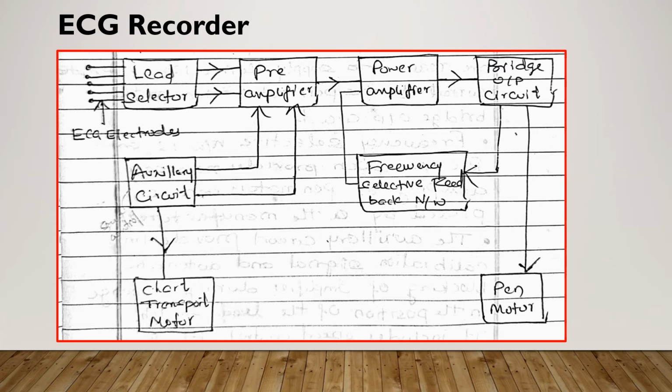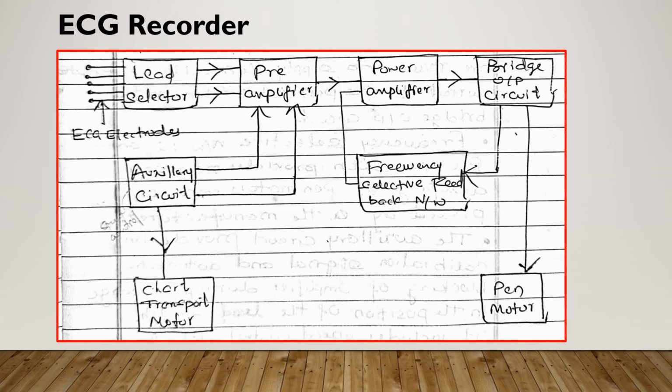So the preamplifier stabilizes the signal which is received from the lead selector, and then it sends the signal to the power amplifier. The preamplifier is usually a 3 or 4 stage differential amplifier. The amplified output signal of the preamplifier is given to the power amplifier. The power amplifier is generally of push-pull differential type.